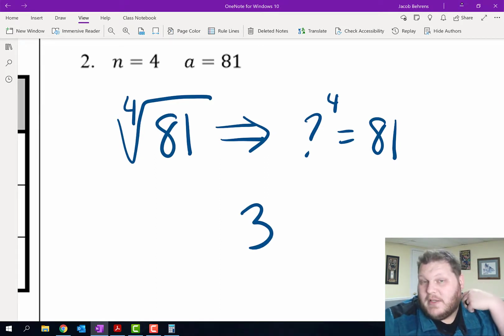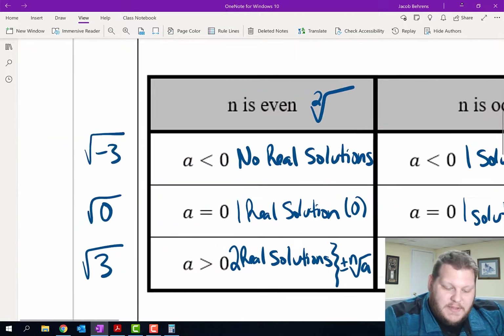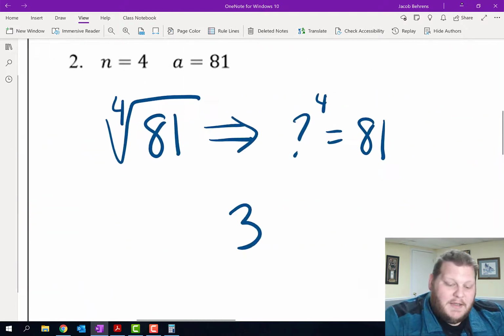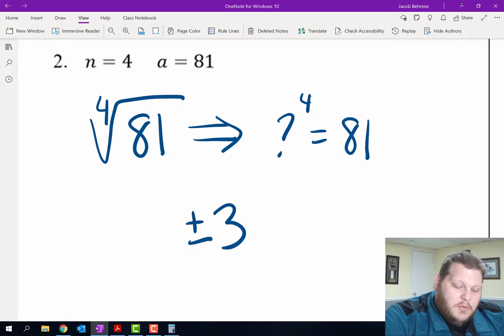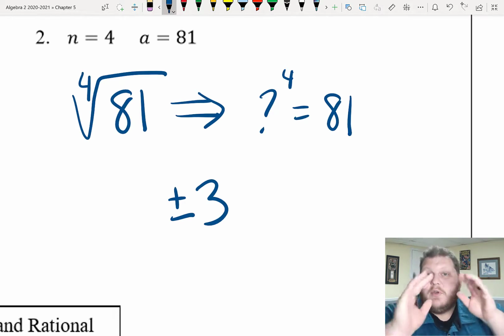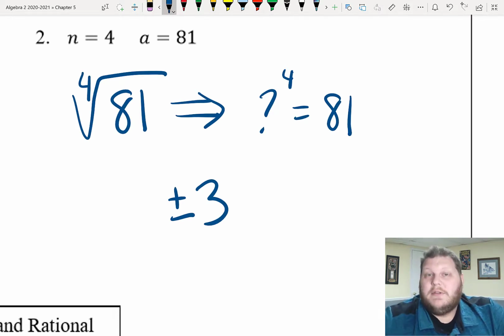Now I have to be careful here because I have an even root. So I have to go and check on these rules, because now I took the even root of a positive number. So in this case, I do have my plus or minus symbol that needs to be added in there as well. Because I could do positive 3 to the fourth power to give me 81, but negative 3 in a parenthesis to the fourth power would also give me 81, because negative 3 times negative 3 is positive 9, 9 times negative 3 is negative 27, and then negative 27 times negative 3 would be back to a positive 81. So you have to be careful on those.